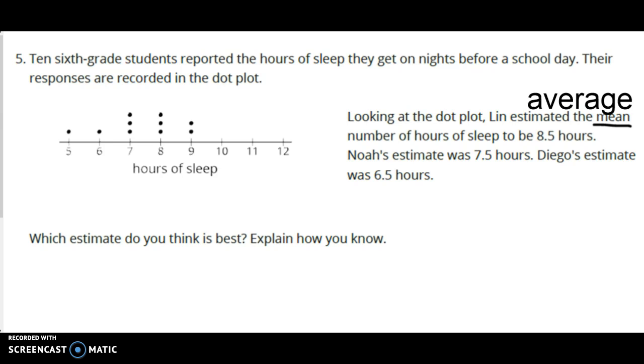So I think for this one, it's very useful to draw lines representing each average. Lynn thought that the average was up here, 8.5. So I'm going to draw a line and label it L. Noah thought that the average was right here, 7.5. Diego thought that the average was right here, 6.5. I want you to pause, think about which of these estimates is the best estimate of an average, and write your response down below. We'll check it when you're done.